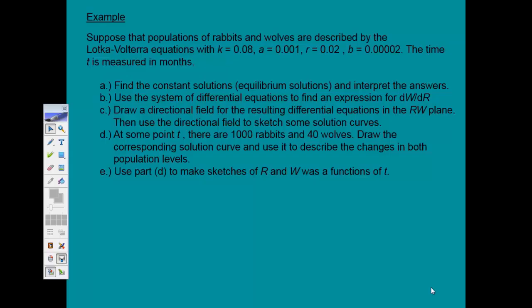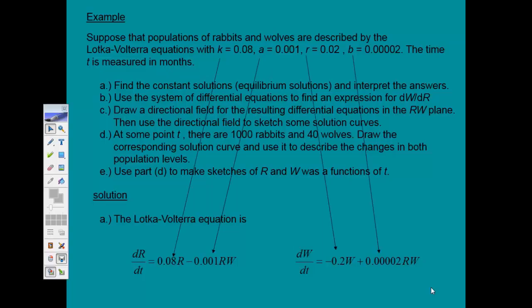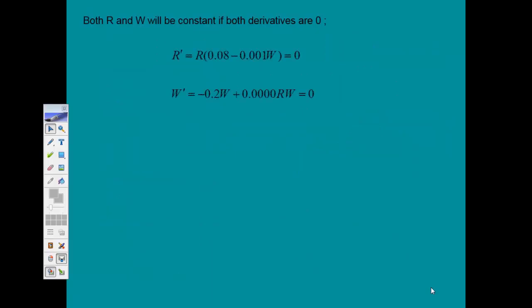Equilibrium solution comes from when the growth rate is equal to 0. So we would need to set our dR/dt and our dW/dt equal to 0, and then we could solve to find the equilibrium. So this is just plugging the given information into our equations. And now we're going to set those equal to 0 so we can find our equilibrium solutions.